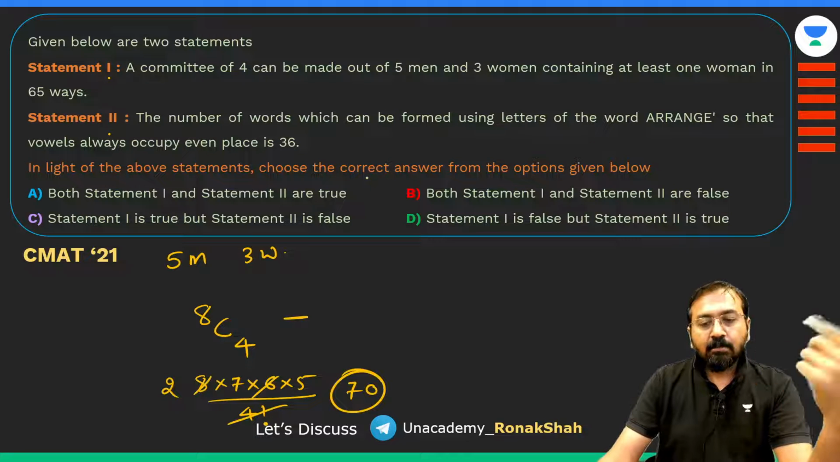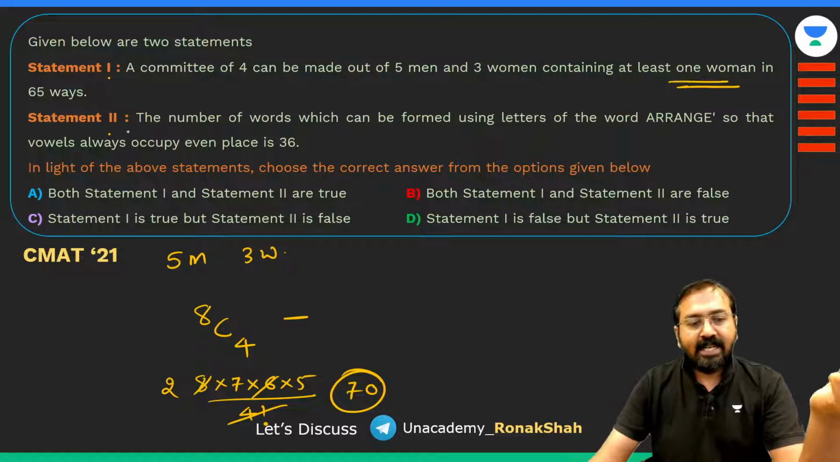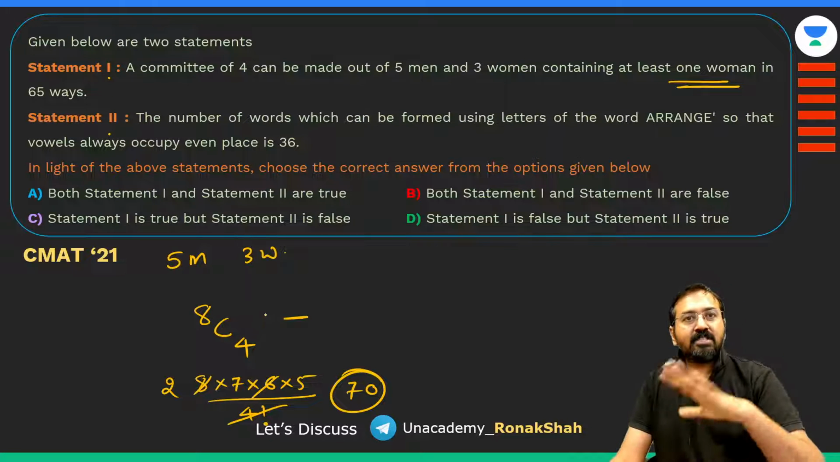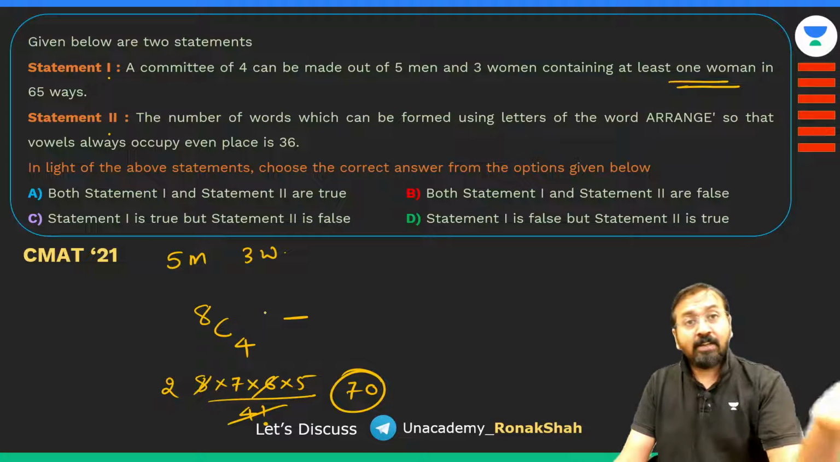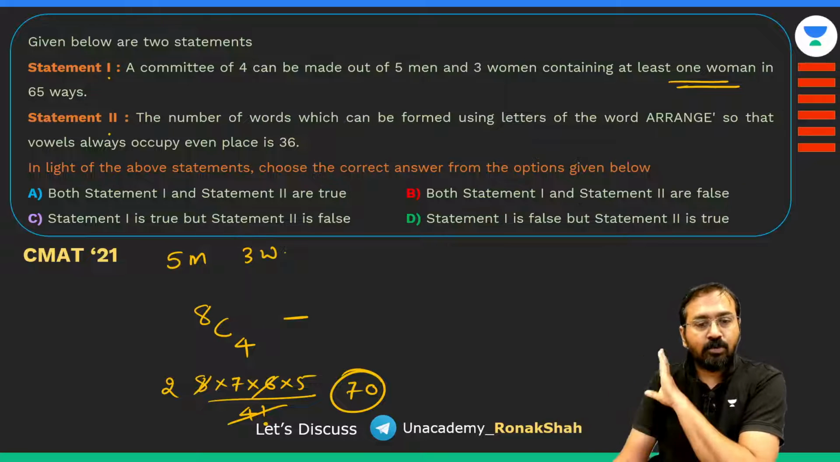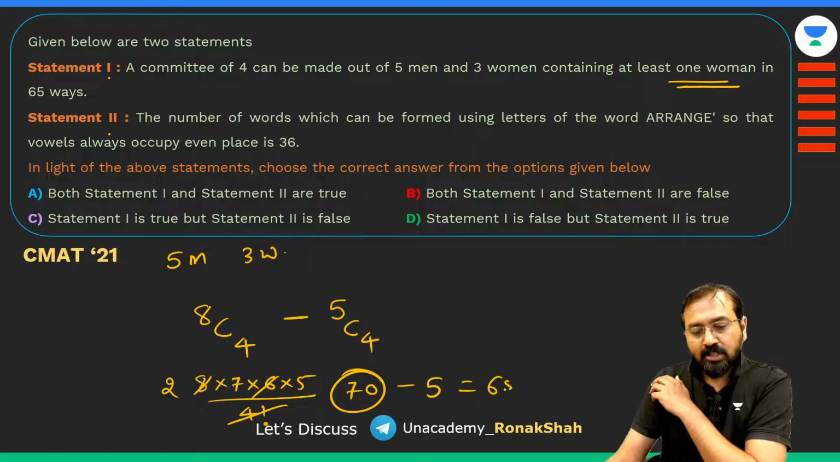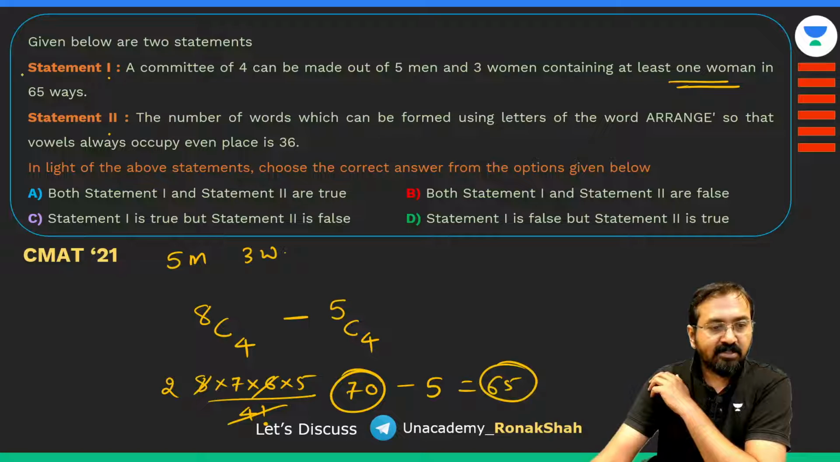Minus the number of ways in which we are not selecting any woman. So these are total number of ways minus the number of ways in which we are not selecting any woman. So that will get us the number of committees with at least one woman in that. So out of 5 men, if I select 4 men, it can be done in 5C4 ways. 5C4 is nothing but 5. So definitely this will be 65 ways. So first statement is correct.